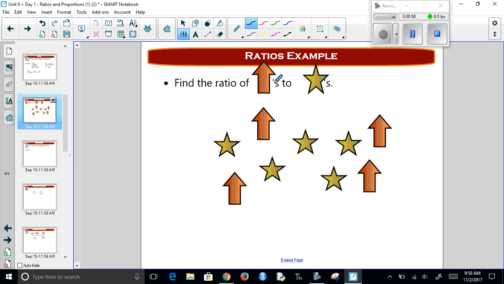So if I want to find the ratio of up arrows to stars, I look and I have 4 up arrows. And it looks like I have 5 stars. That's a terrible star, but hopefully you can deal with it.